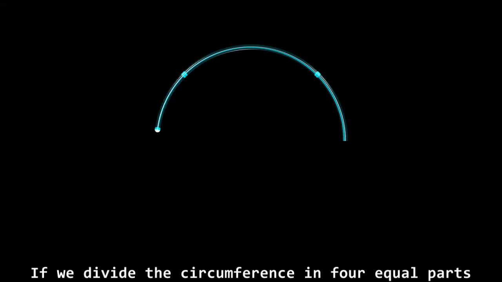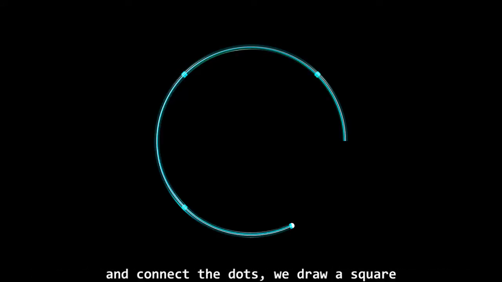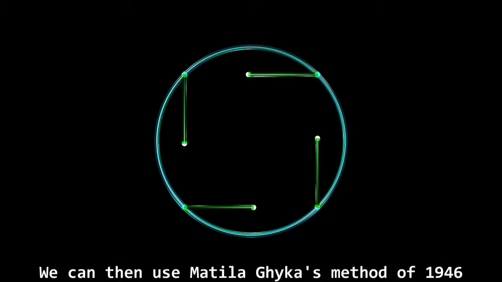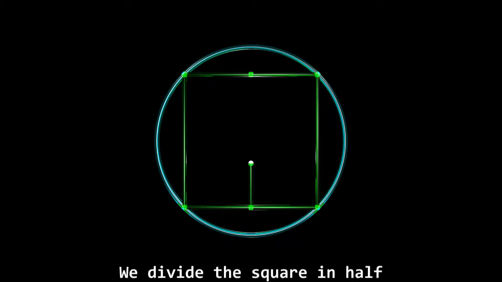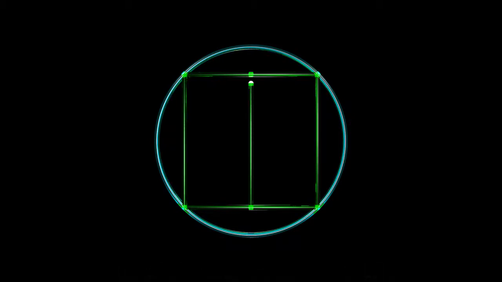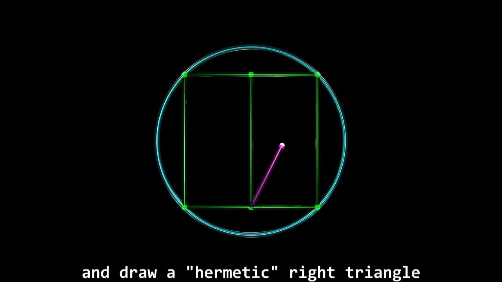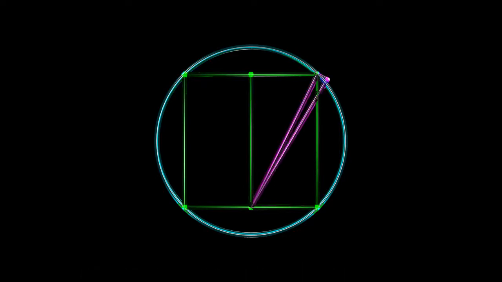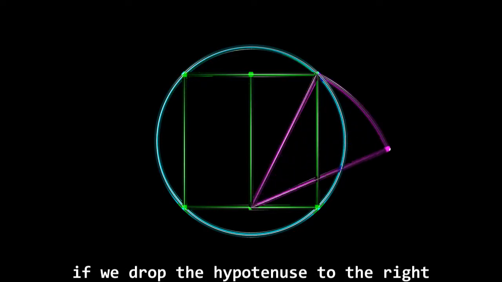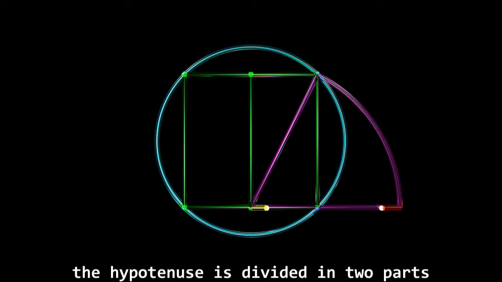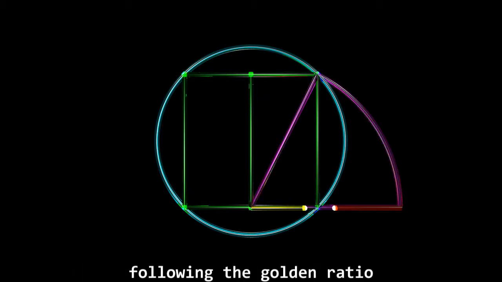If we divide the circumference in four equal parts and connect the dots, we draw a square. We can then use Matila Ghyka's method of 1946. We divide the square in half and draw a hermetic right triangle. If we drop the hypotenuse to the right, the hypotenuse is divided in two parts following the golden ratio.